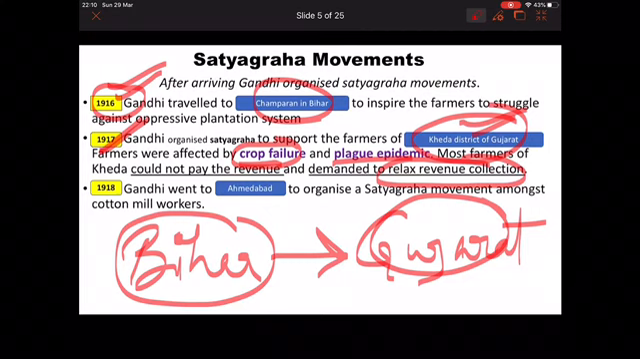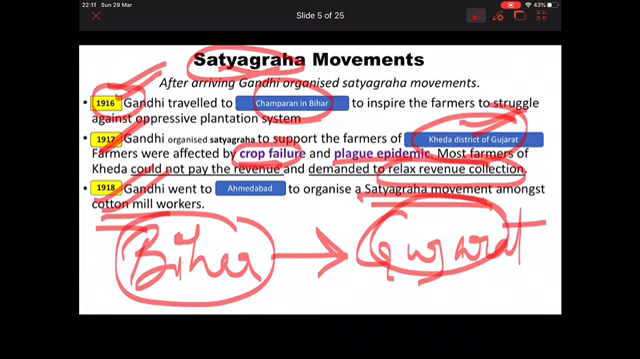And in the following year, 1918, Gandhi went to Ahmedabad to organize a Satyagraha movement amongst the cotton mill workers, or the textile mill workers. The cotton mill workers wanted better working conditions, and so they were protesting against the authorities, and Gandhi joined them. And Gandhi, as usual, applied Satyagraha in this particular movement.